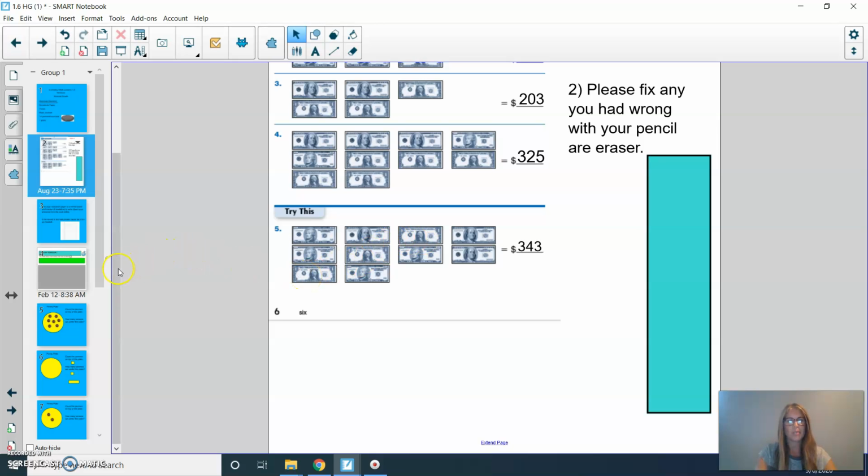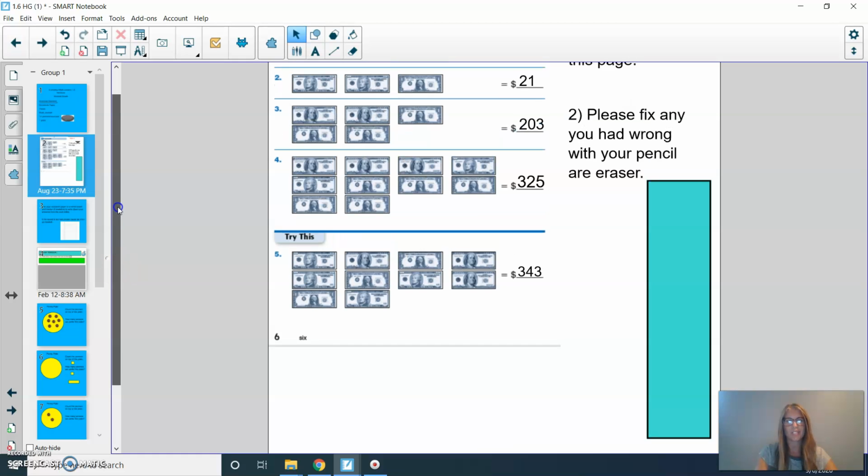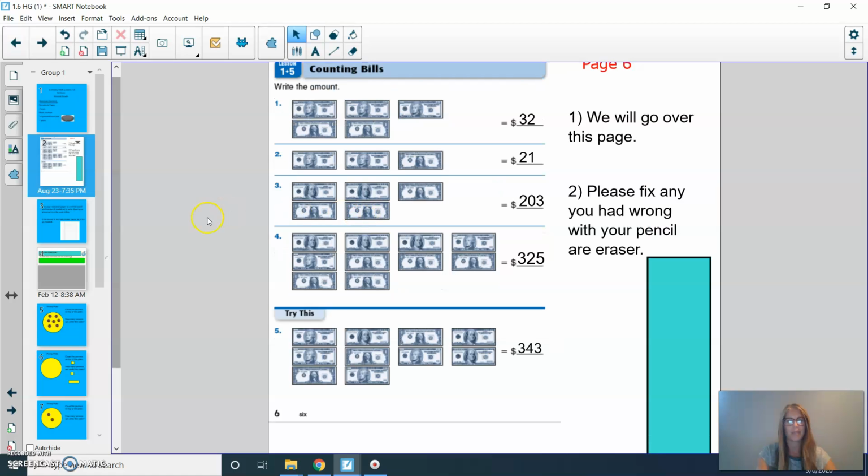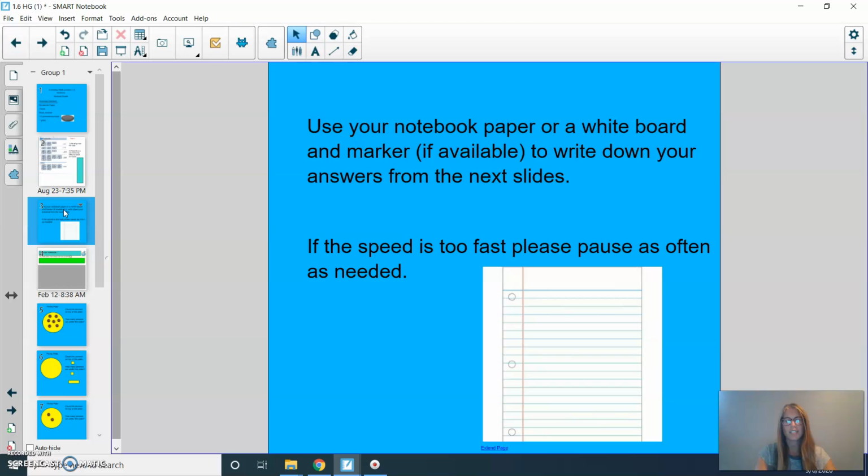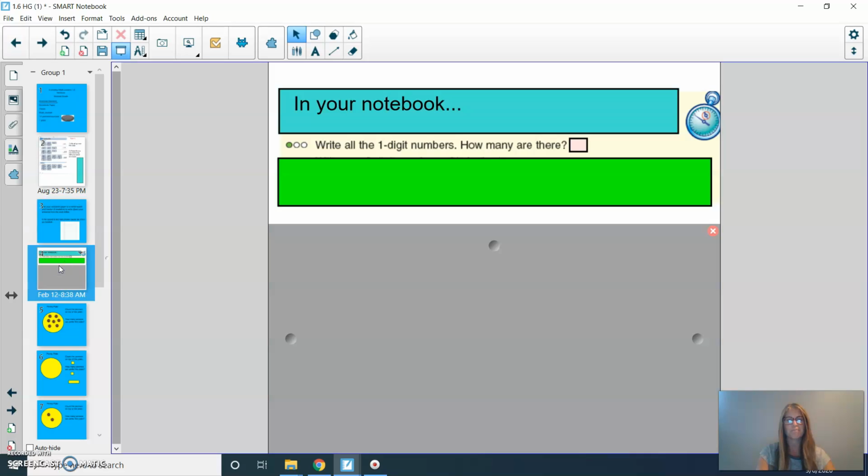If you have any questions about this page, you can ask your classroom teacher, or you can rewind the video a bit and watch me count them again. The next thing we're going to do is we'll put our math journal to the side and we'll take out our whiteboard and marker if available, or notebook paper. If the speed is ever too fast, please pause as often as needed.